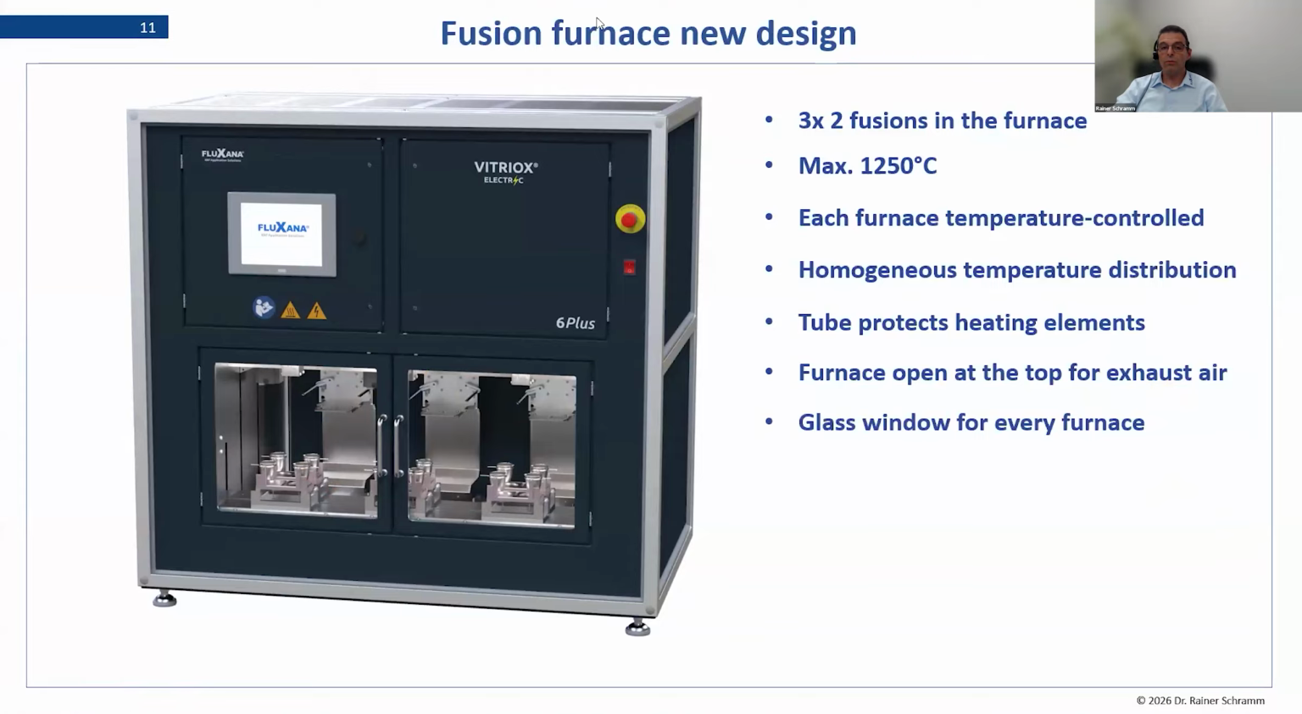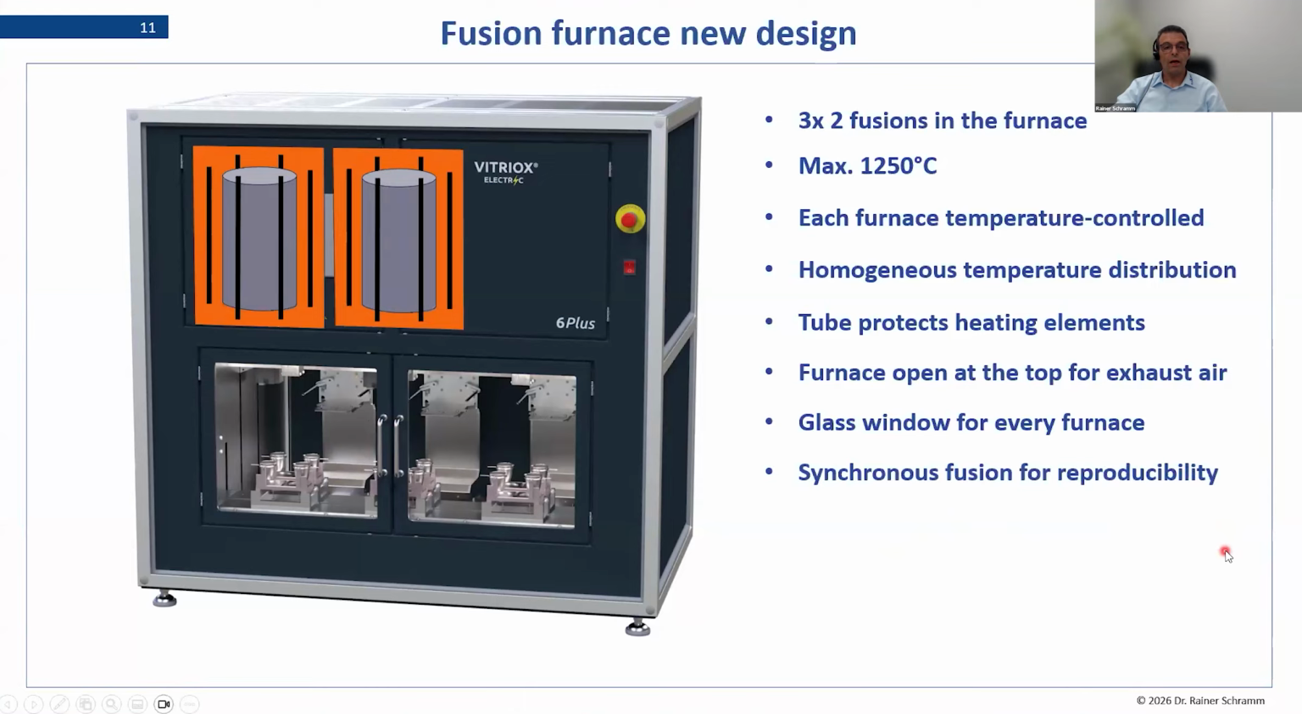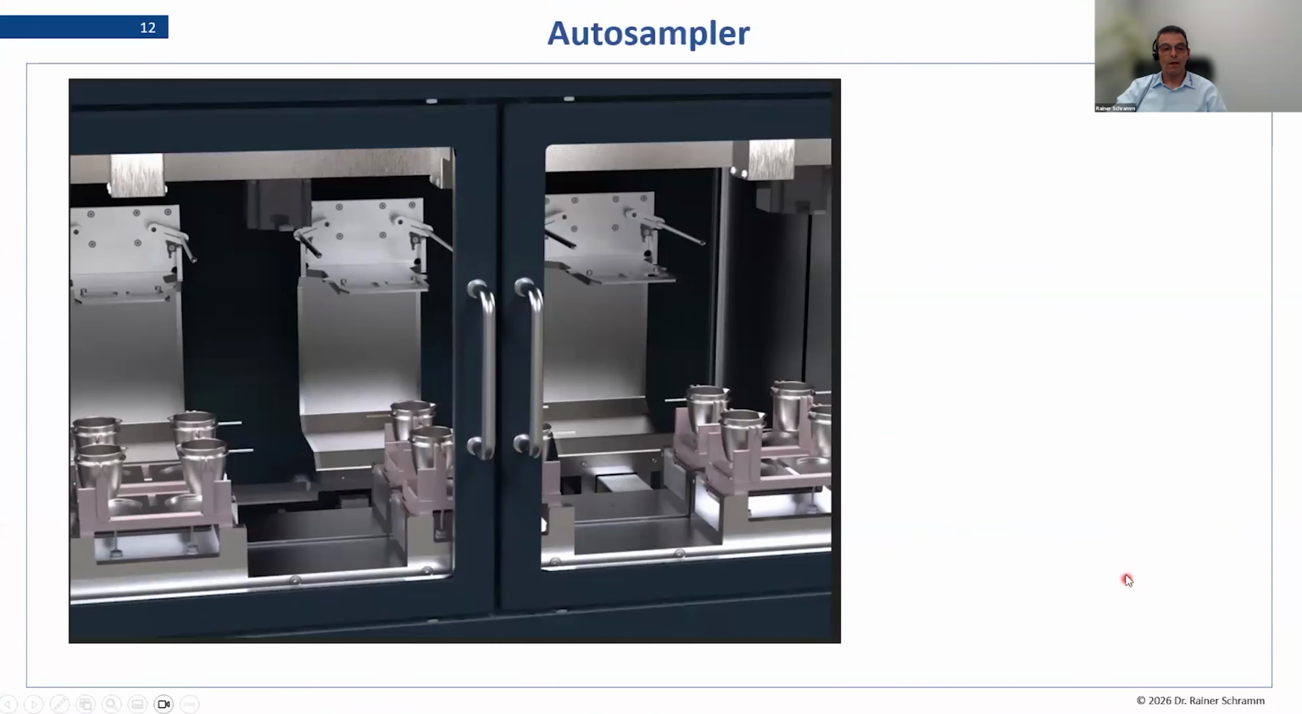There's a glass window on top, so that you even have the possibility to observe your fusion directly inside the crucible. And of course, everything works 100% synchronous, so that it's reproducible. And here the inside design, so you have the tube with the heating elements around. And then, of course, every furnace has its own heating control, so that in the end, every one of the 6 crucibles sees exactly the same temperature.